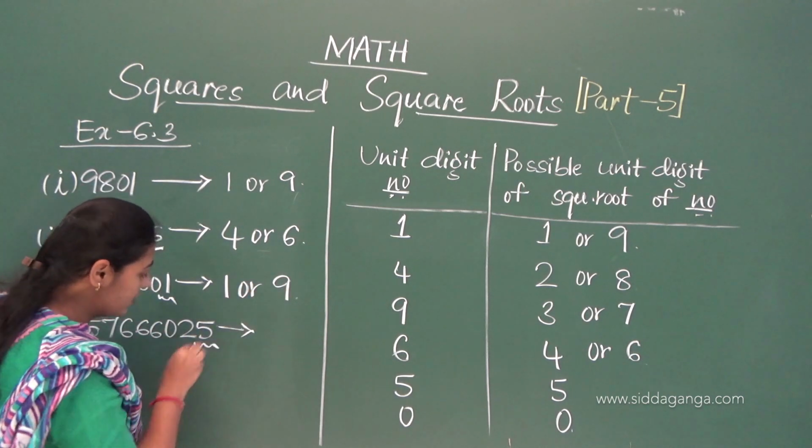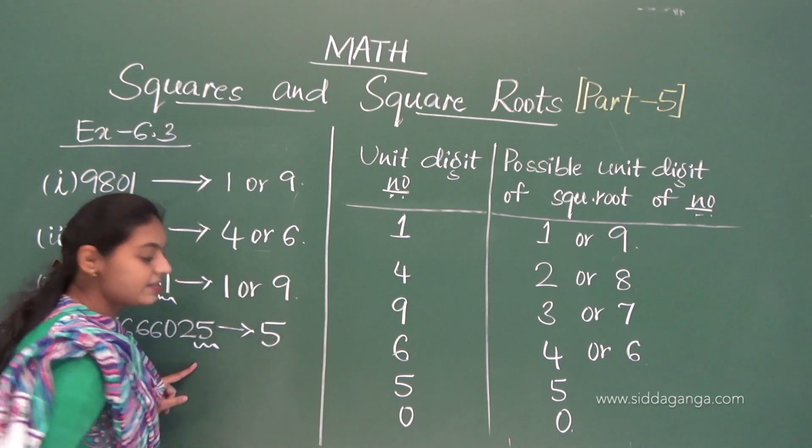Here 5 is in the units place, then the possible square root of a number is 5.